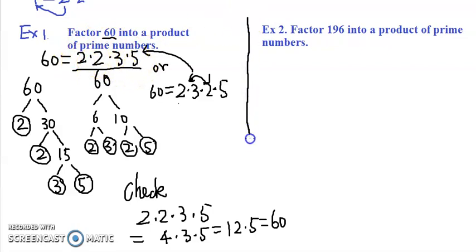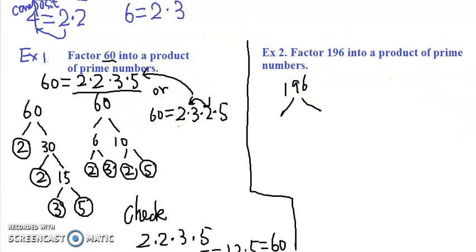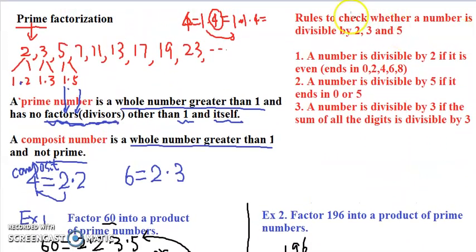Now let's look at the next example. 160, we can do the same thing. We break it down as, so for big numbers, it may not be very easy to see what times what equals 196. So here we have some rules that can help you to check what numbers can go in there.